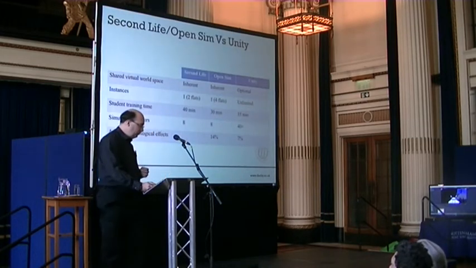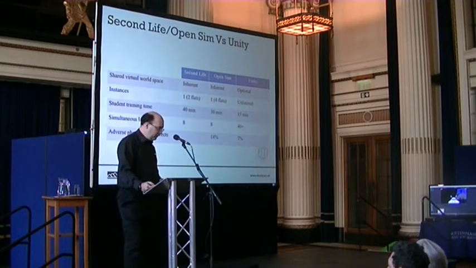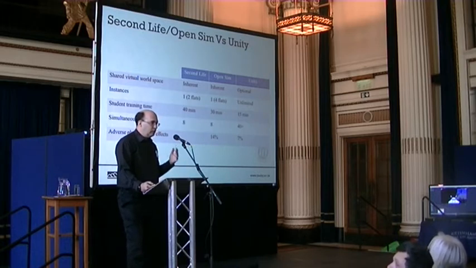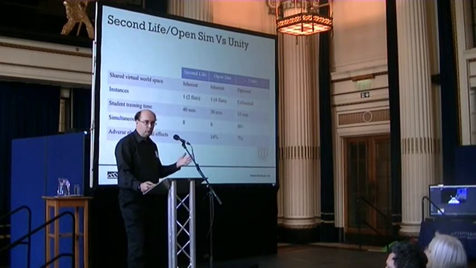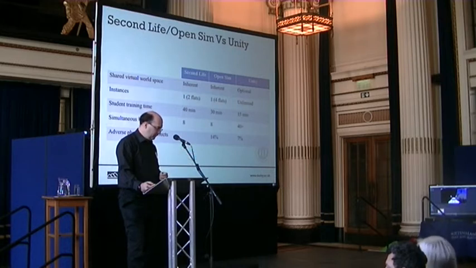So here's the sort of summary of the direct comparison. In the shared virtual world you have in Second Life and OpenSim, the students all have to use the same space, whereas that's optional in Unity, which means for Unity we can have as many instances of the flats or bungalows or houses, whatever we're using. So they're not getting in each other's way, so it makes it a lot easier for the students to see everything they need to see, and they're not having to navigate around each other.